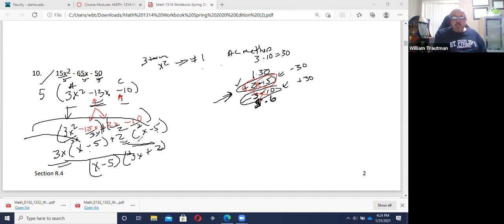So anytime we end up with a number in front of the x squared, you have to use the AC method, which then leads to factor by grouping. But don't forget, when you type this in, the 5 has to be part of the answer. That 5 was just sitting there, but it has to be part of the answer.